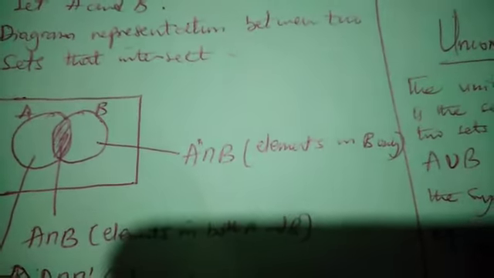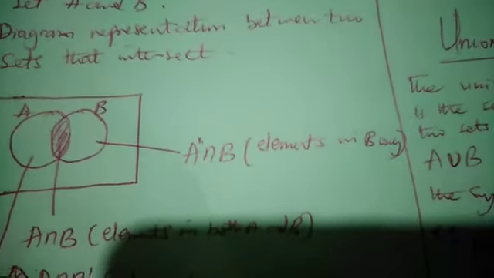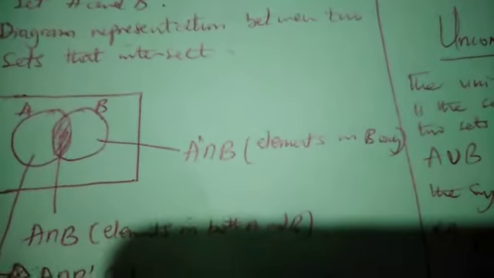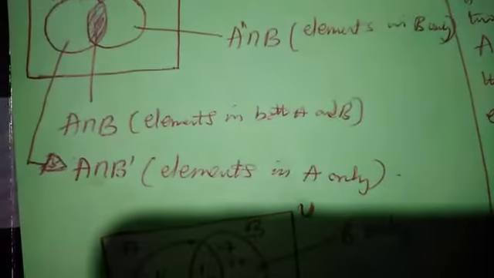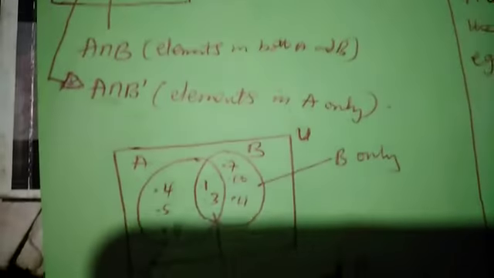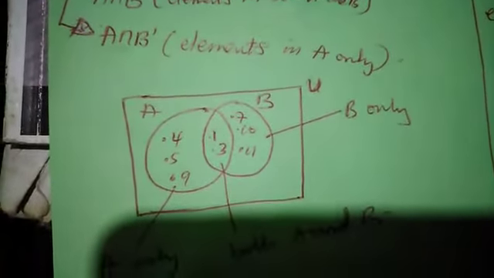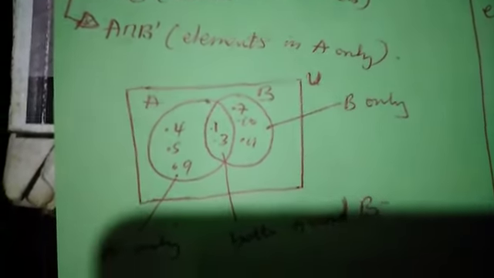See that it's shown as A prime intersection B, meaning we don't need A. That is why we have placed the prime, the complement, on it. So for B, we don't need A. That's why we have placed the prime on it, meaning we need only what? B. That's why B has no prime on it. Both A and B is shown by the shaded region.